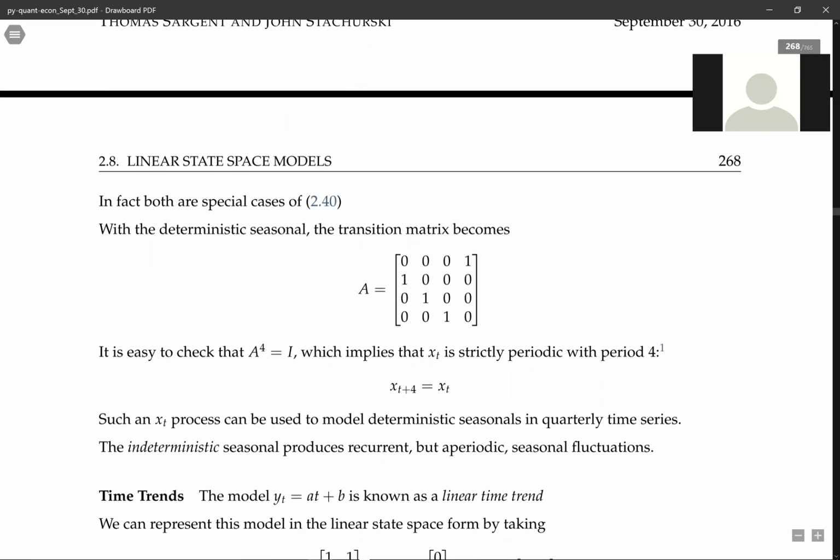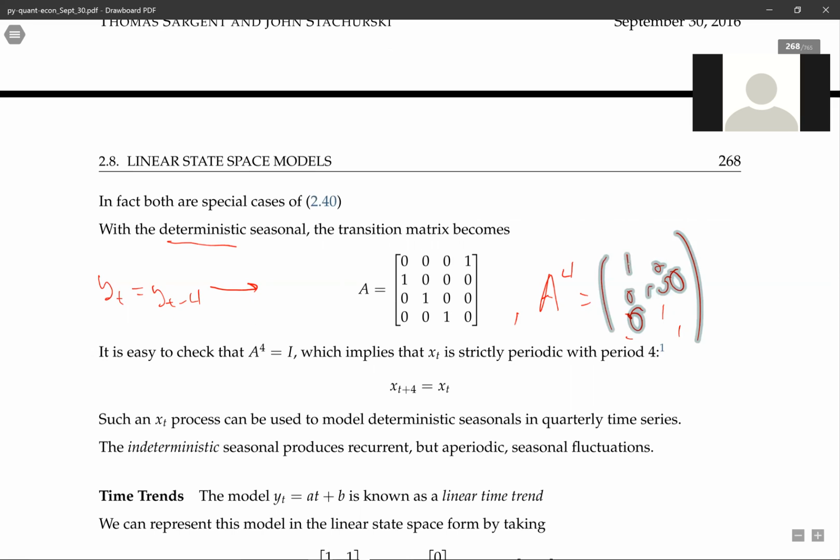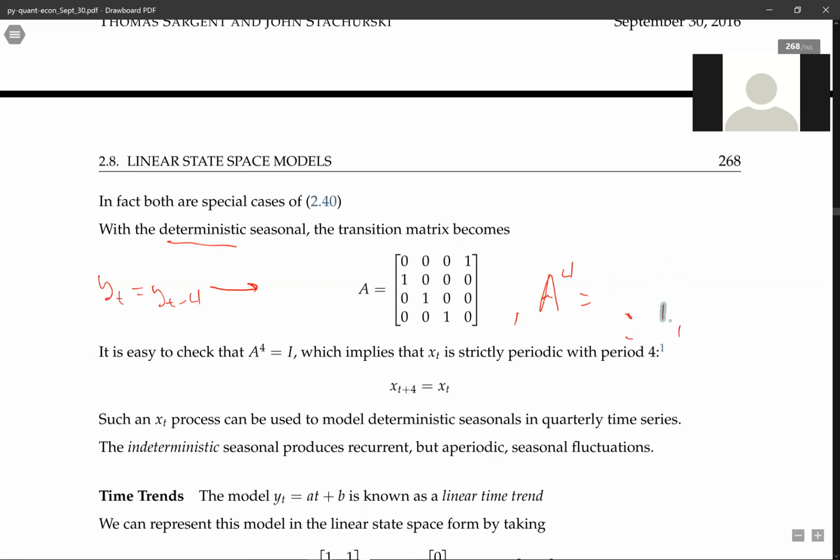How will that create? For our deterministic model, yt equals yt minus 4, our A matrix becomes this. Now here's a fun exercise: compute A to the fourth. If you compute A to the fourth, it turns out to be the identity matrix. A to the fourth is equal to the identity. Okay, that's going to be useful.